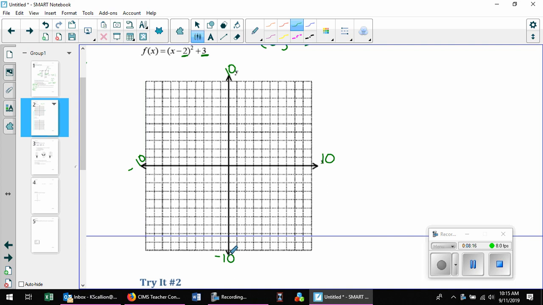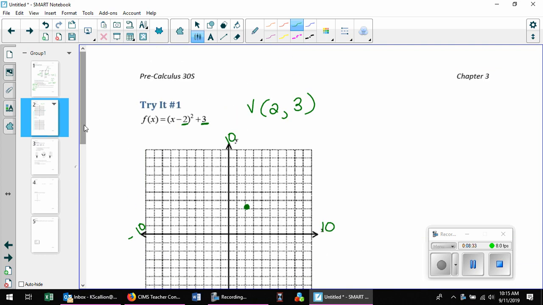Okay, so now I'm going to plot my point. It's over 2, up 3. There's my vertex. Does the graph open up or down? Is there a number outside of there? It's the invisible number 1. What kind of 1 is it? Is it positive or negative? Positive, so my graph is opening up.